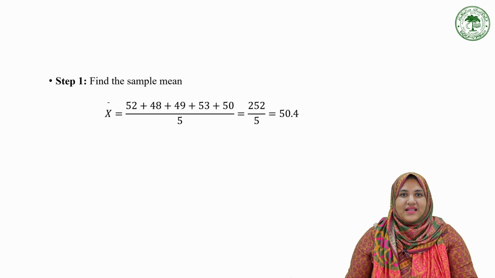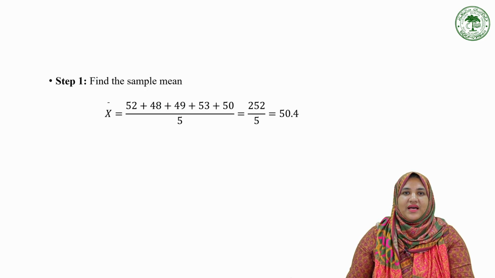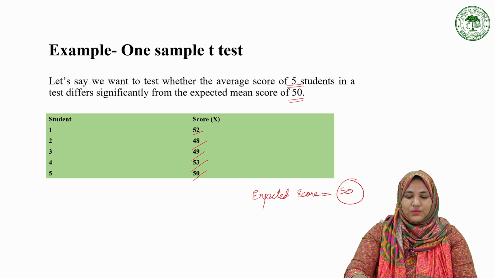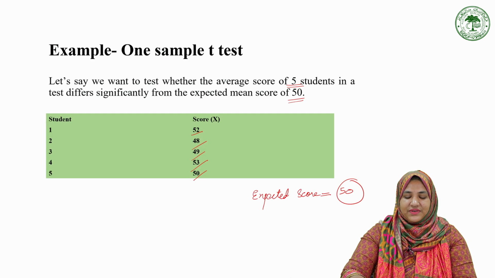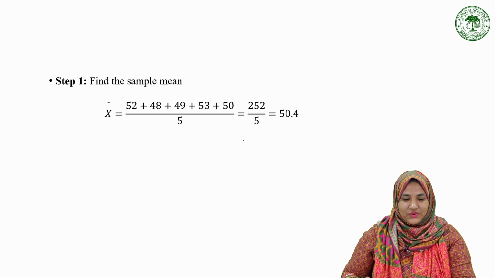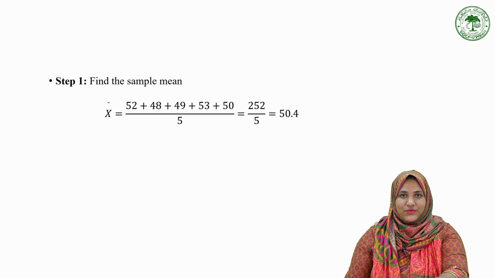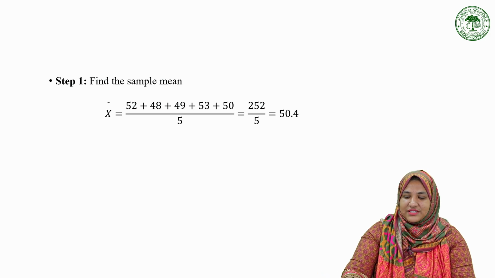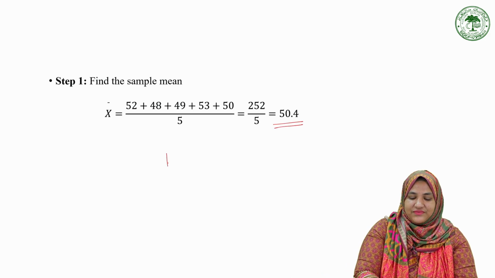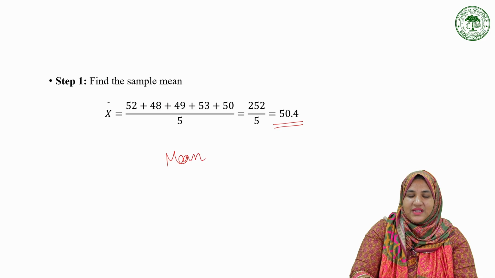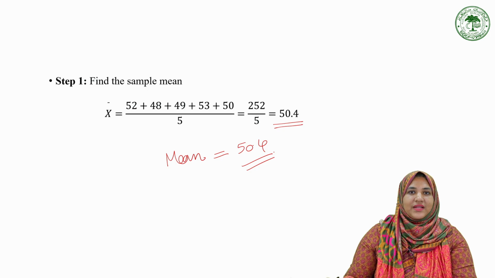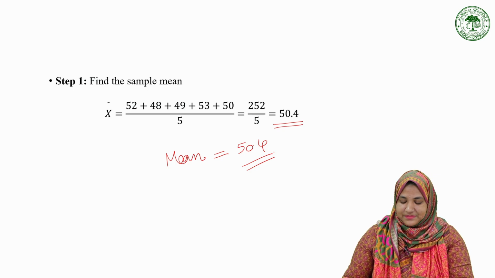Step 1. Find the sample mean. Let's find out the mean of the score. So mean of the score means here we have 52 plus 48 plus 49 plus 53 plus 50, divided by 5, isn't it? So here 52 plus 48 plus 49 plus 53 plus 50 divided by 5. We have found out the sample mean, which is equal to 50.4. Clear?